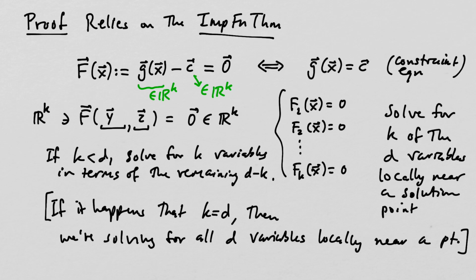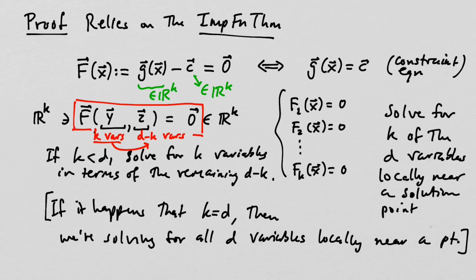But we still have to partition the variables into those two classes. One class is going to have k variables. Let me do this in some color. Let's call those y's. And then you'll have those d minus k remaining variables, which we'll call the z's. And the goal is to solve this equation here locally near some special solution point, to solve for these k as an implicit function of these d minus k.